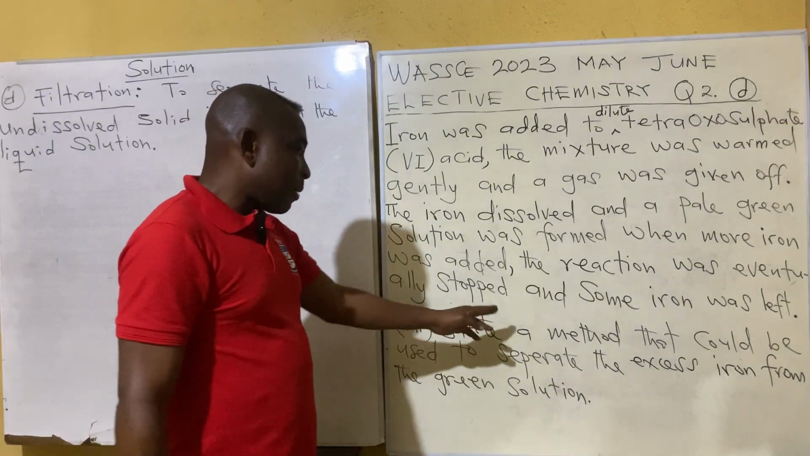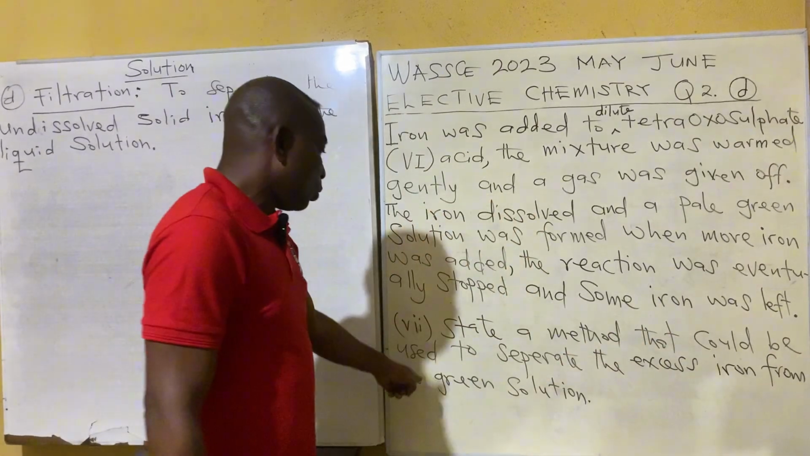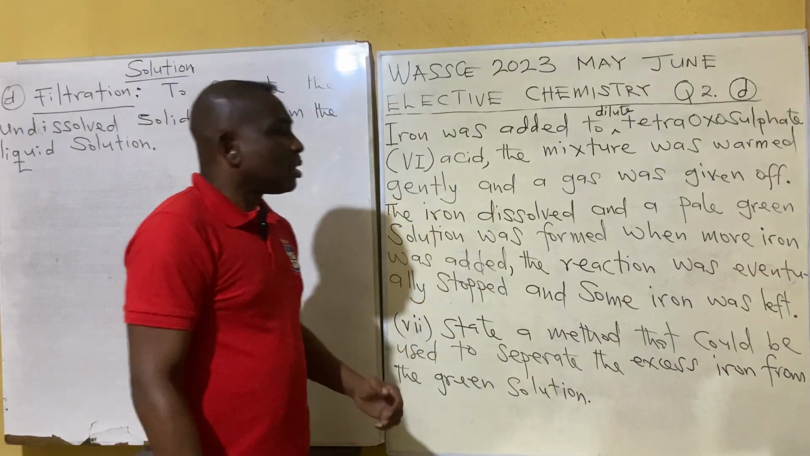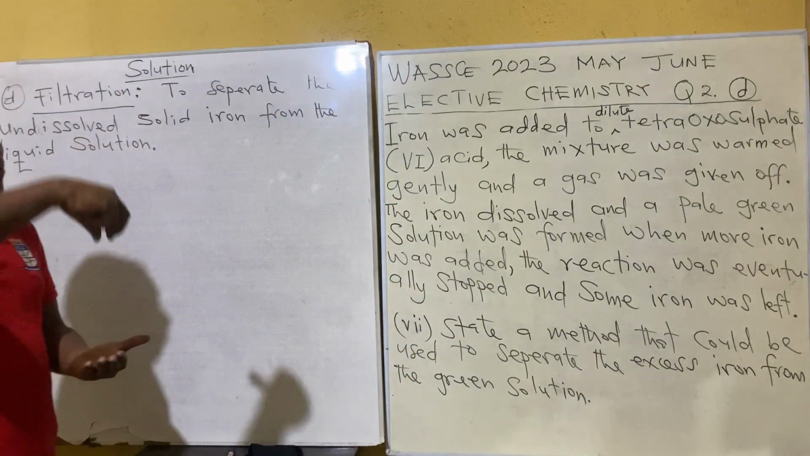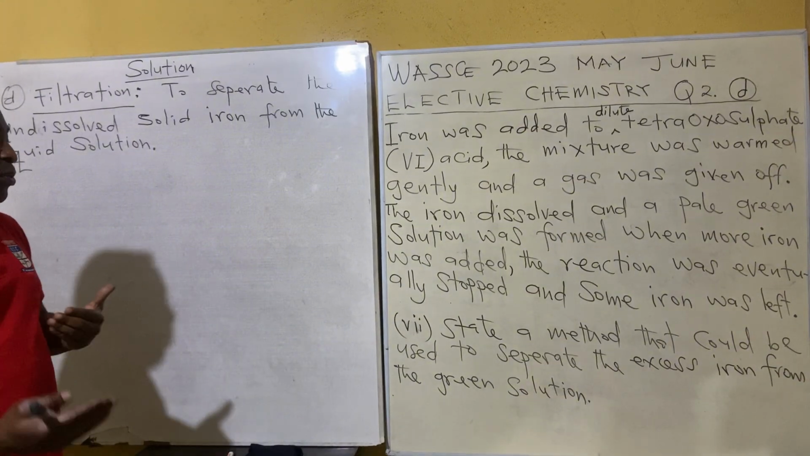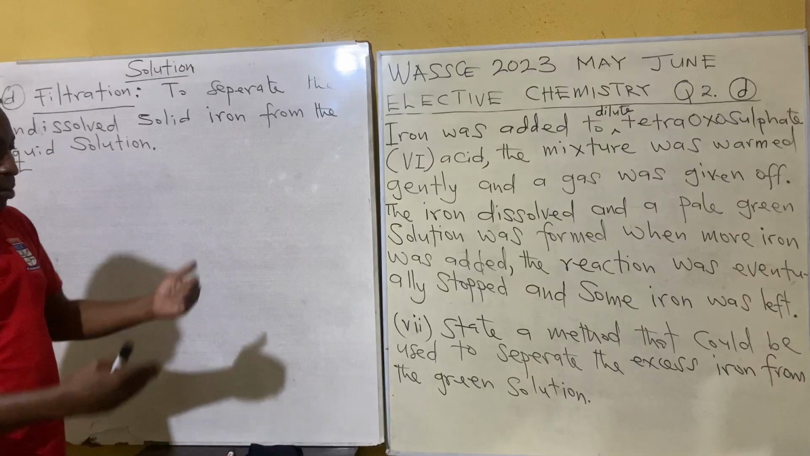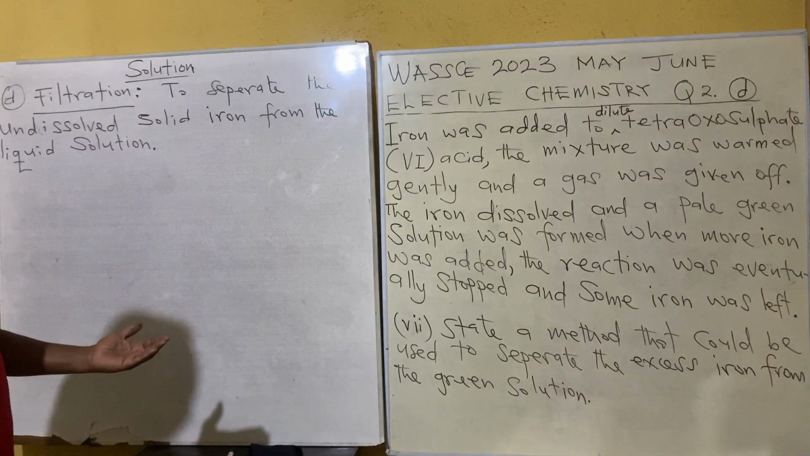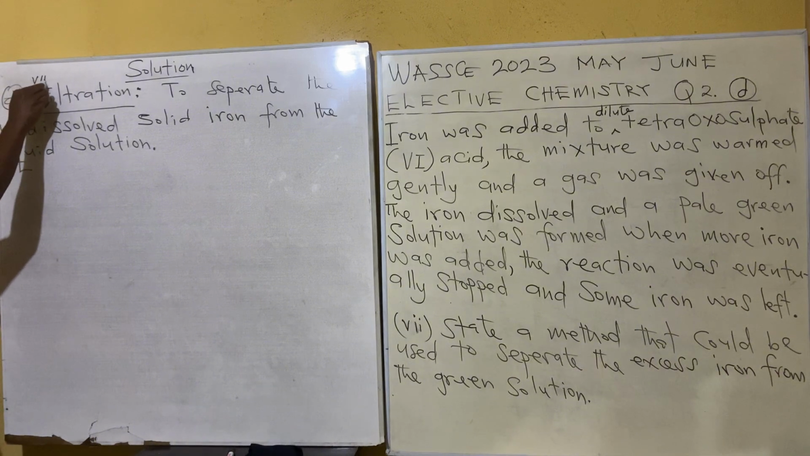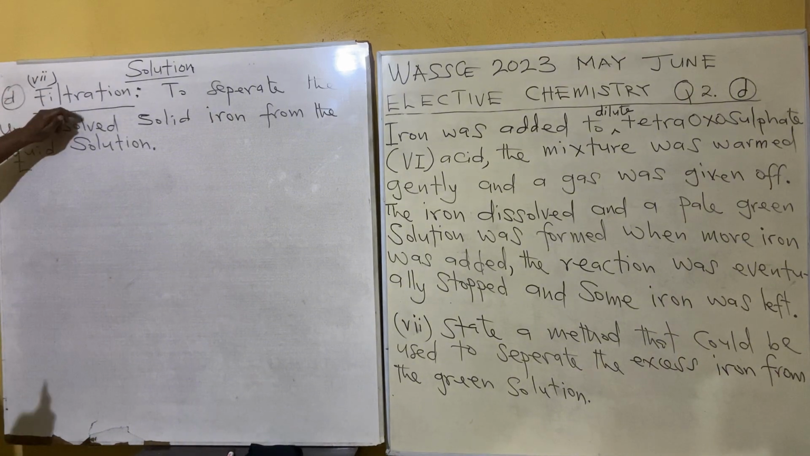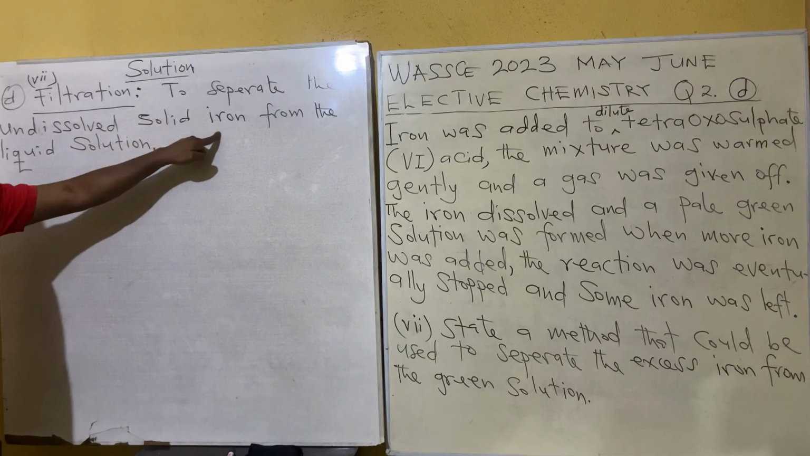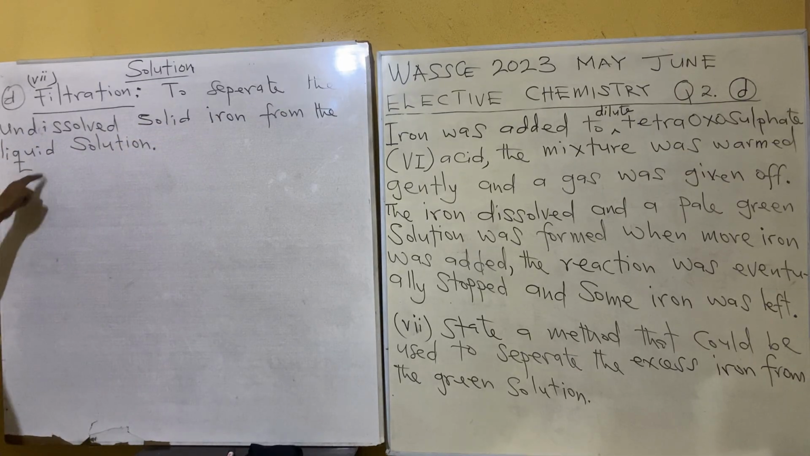VII, state a method that could be used to separate the excess iron from the green solution. In this case, you still have iron present in the green solution. So how do you separate an insoluble solid from a solution? We use filtration. So the answer to VII is filtration, to separate the undissolved solid iron from the liquid solution.